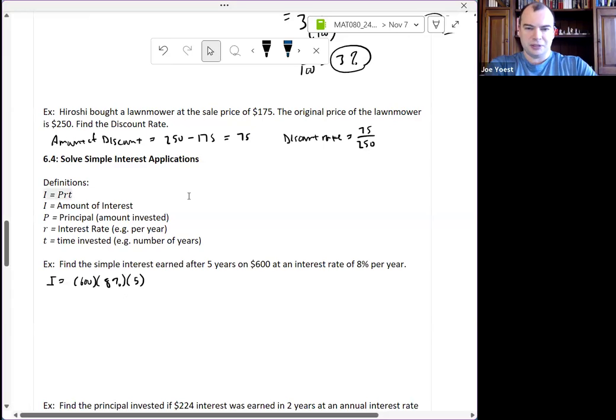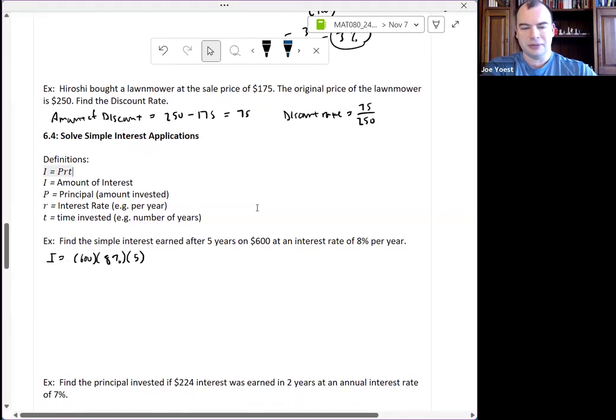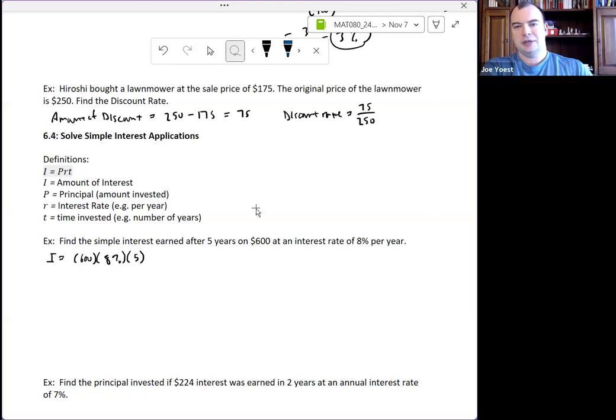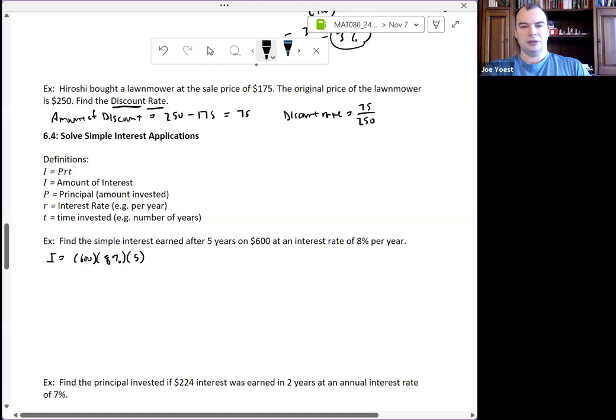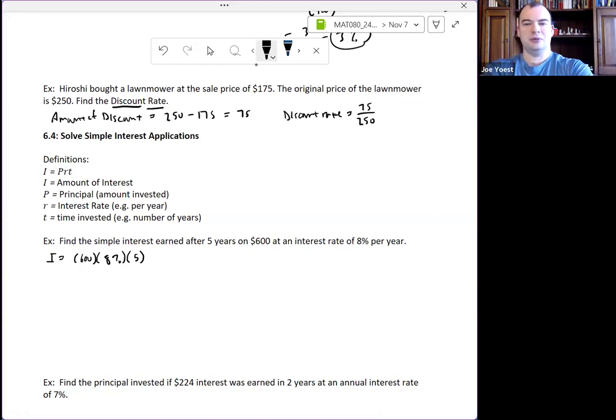Okay, let's work through the solutions of these four problems. So the first one up here, we want to find a discount rate. So he bought the lawnmower at a discount at a price of 175 when the original price was 250. So the amount of the discount is 250 minus 175. He paid $75 less than the original price. So that was the amount of discount. The discount rate then is the amount of discount divided by the original price, or 75 divided by 250.